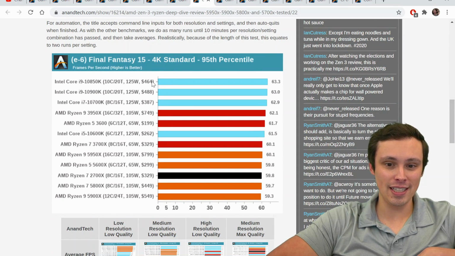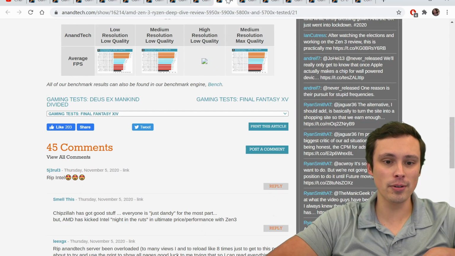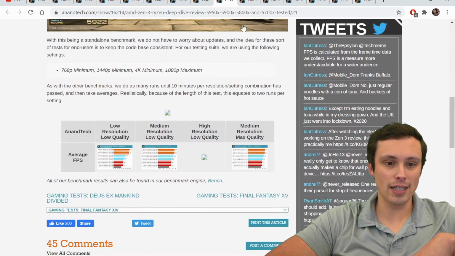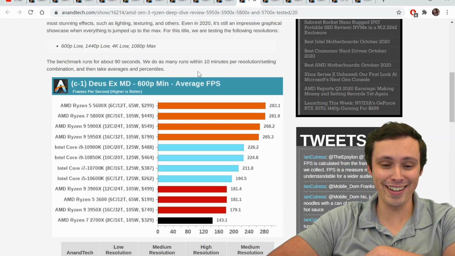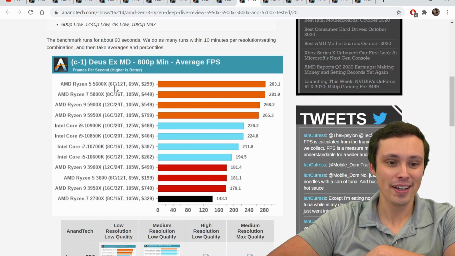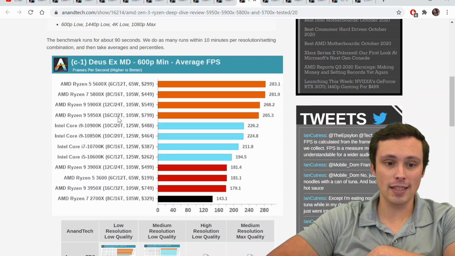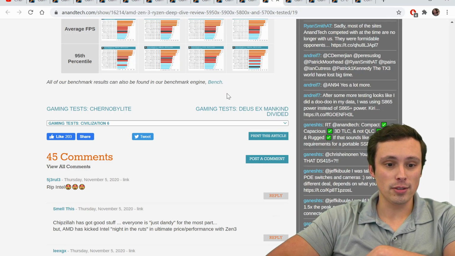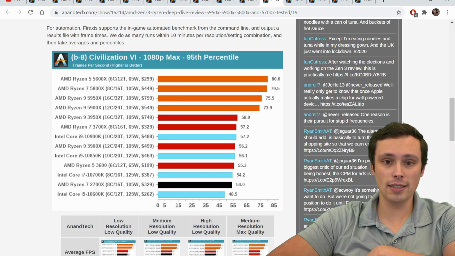So Final Fantasy 15, okay, this is at 4K. We could look at other resolutions, but if you're at 4K, you're mostly getting your cap from your GPU. I'm just scrolling through some of these results so that you guys can see them. Like I said, some of these didn't load in for me today because I think this review is getting absolutely bombed with traffic right now. On Deus Ex at 600p minimum settings, we're seeing the Ryzens taking a nice lead here. What else do we got? Civilization 6, again, Ryzens taking a pretty good lead over the Intel stuff.